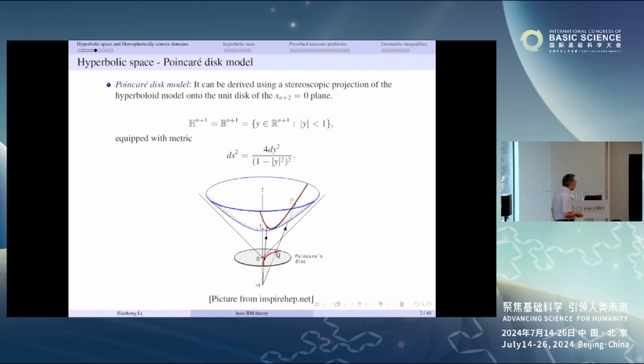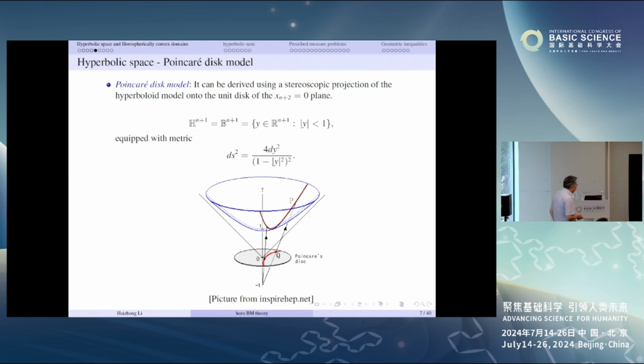The most important model is the Poincaré disk model. In fact, the Poincaré disk model can be derived using stereographic projection of the hyperboloid model onto the unit disk. We consider the disk on the hyperplane where the last component is 0. We write B^{n+1} for the unit ball with the metric equal to 4 dy squared over (1 minus |y| squared) squared. From this picture, we give the correspondence.